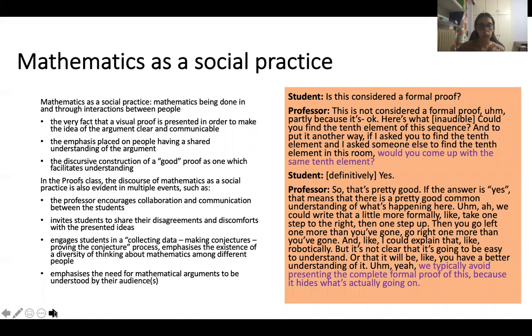And one last comment that I wish to make here is that this discourse of mathematics as a social practice does not only manifest itself in this interaction, but more generally, the professor makes a lot of effort to conceptualize mathematics as a social practice in this class.